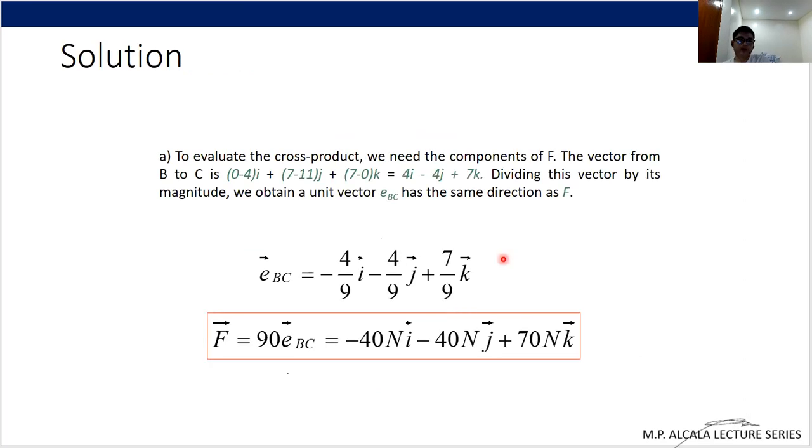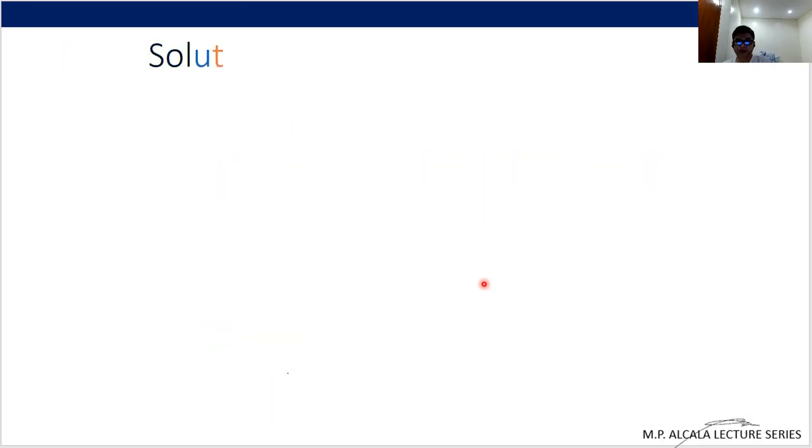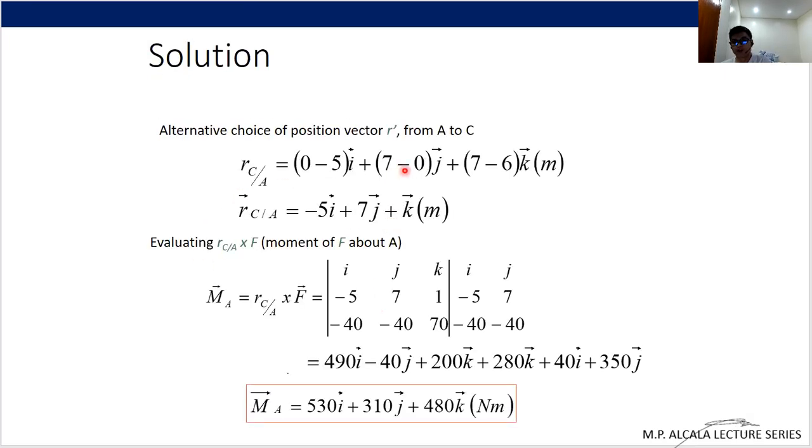So if we say that the force will have the same moment in space at this point A. Thus, it means the moment about point A, because of this force along this line, will be the same. Okay, from the Varignon's theorem. So thus, we can simply get an alternative choice of position from A to C.